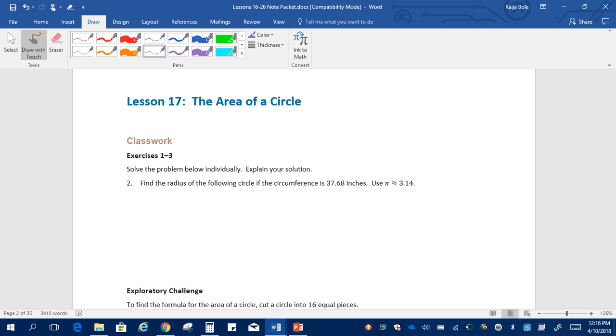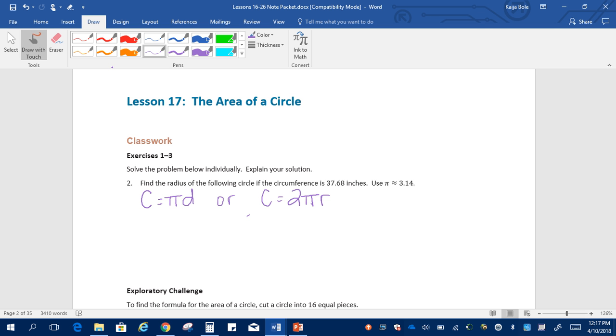Mine says number 2 on the screen, but it is number 1 on yours, and it says find the radius of the following circle if the circumference is 37.68 inches. Use 3.14 for pi. So if you remember, our formulas were C equals pi d, or C equals 2 pi r. Because they're asking us for the radius, let's use the one looking for the radius here.